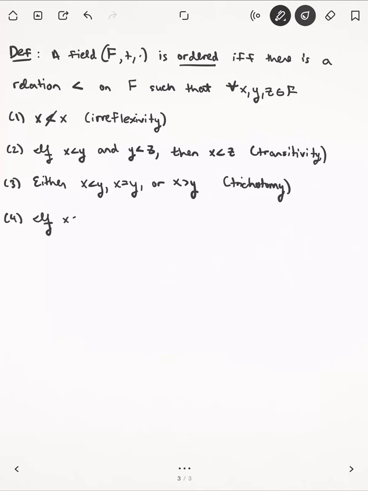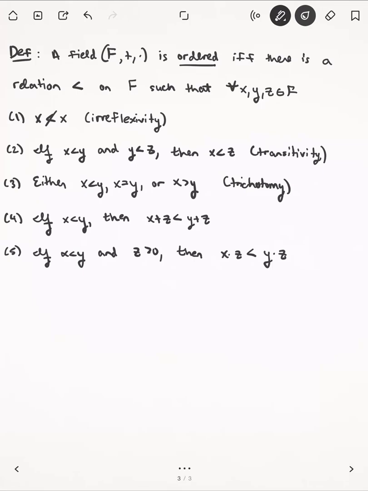If x is less than y, then x plus z is less than y plus z. Okay, that makes sense. And 5, if x is less than y and z is positive, then x times z is less than y times z.